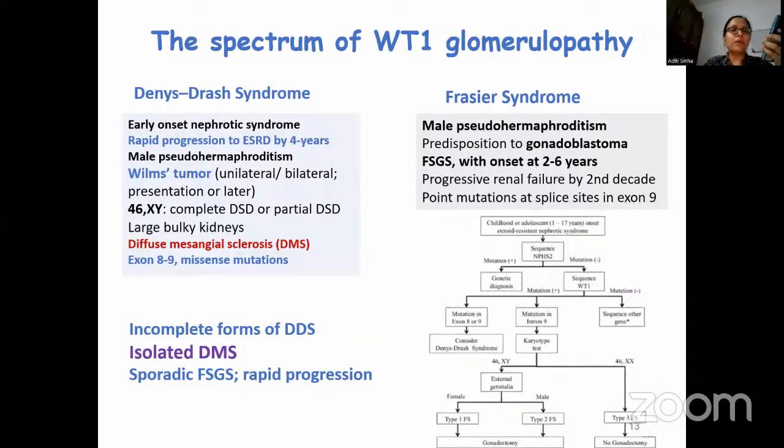So the spectrum of WT1 glomerulopathies as depicted by these 3 cases varies really markedly between 3 clear distinct phenotypes: one of a Denys-Drash syndrome, another of a Frasier syndrome, and the other of sporadic FSGS, which is at risk of Wilms tumor as well. Now, the boy had Denys-Drash syndrome, the older girl had Frasier syndrome. You can see the typical features outlined here on these two slides, and you can see that the kids with Denys-Drash syndrome present early with nephrotic syndrome, rapid progression to kidney failure, and they are at very high risk of Wilms tumor.